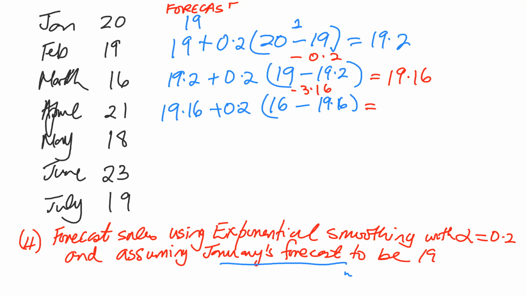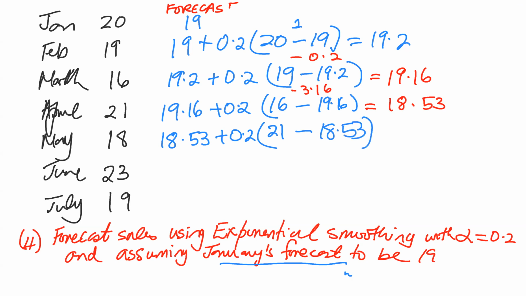I rounded to 2 decimal places. You will actually get 18.528, but I'm rounding to 2 decimal places. And 2 decimal places are always safe to do if you're not given any instructions as to how many decimal places. So that's 18.53, and we're going to keep that 2 steadily. Then we roll through again and continue. It is our immediate past forecast, which is 18.53, plus our 0.2 times the immediate past actual observation, which is 21, minus the immediate past forecast, which is 18.53, rounded to 2 decimal places.